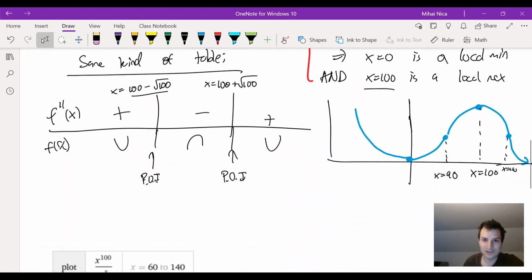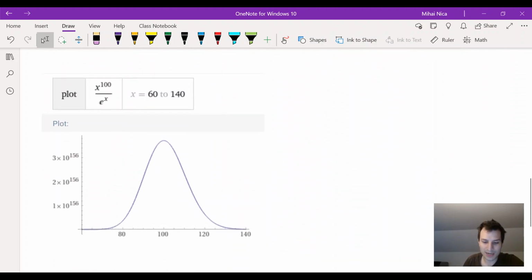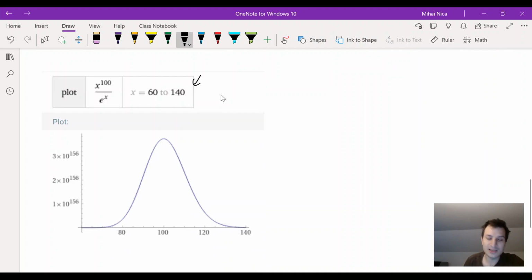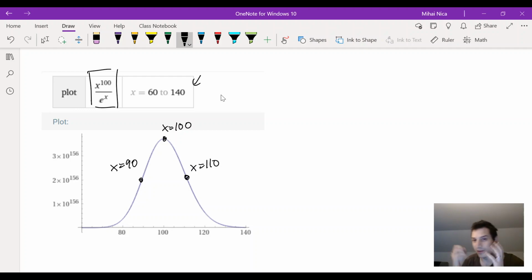So here's another search I did. Once you've done what I did, you can say, let's look between 60 and 140. And here's a graph of the same function, x to the 100 over e to the x. And now the computer is telling you really something useful. Now you can see what's going on. So you can see the maximum here at x equals 100, the point of inflection at x equals 110, and the other point of inflection at x equals 90. You can really see what's going on.